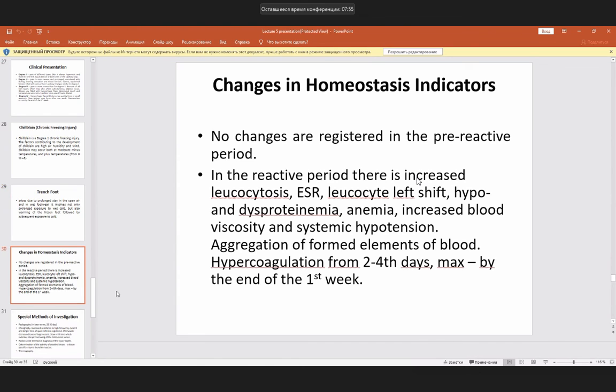No changes are registered in the pre-reactive period. In the reactive period, there is increased leukocytosis, ESR, leukocyte left shift, hypo and dysproteinemia, anemia, increased blood viscosity, and aggregation of formed elements of blood, hypercoagulation from 2 to 4 days, maximum by the end of the first week.